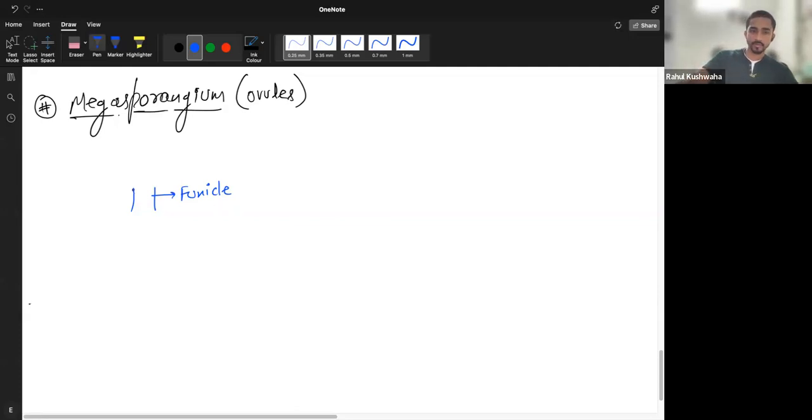Okay, so let's draw this. So this is funicle, and this continuous tissue will be placenta. Funicle will attach to placenta, and then this whole structure is something like this. So after funicle, we see a region of attachment, something like this.